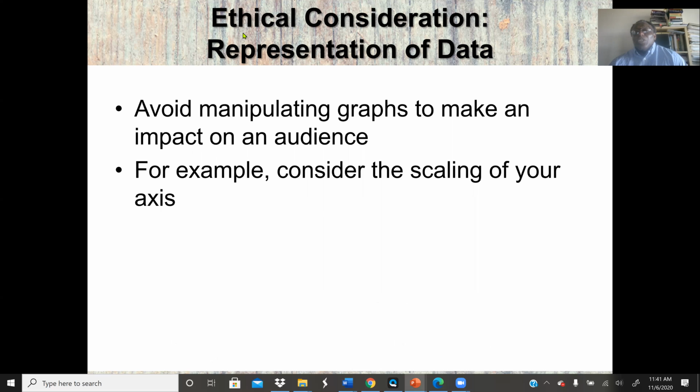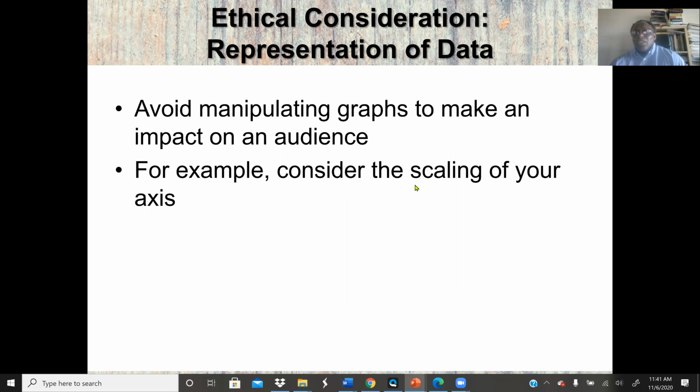Also, most importantly, we need to consider the ethical issues of representing the data. We want to avoid manipulating the graph to make an impact on an audience. This is normally done by politicians. They can change the scaling of the data, and the pattern of the data will not be seen well. If the pattern is a negative pattern, then you want to hide it or lower it. To lower the pattern, all you need to do is increase the scale.